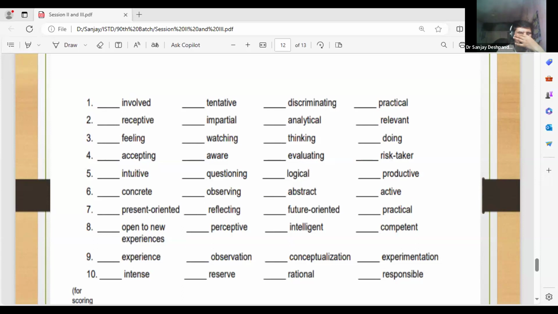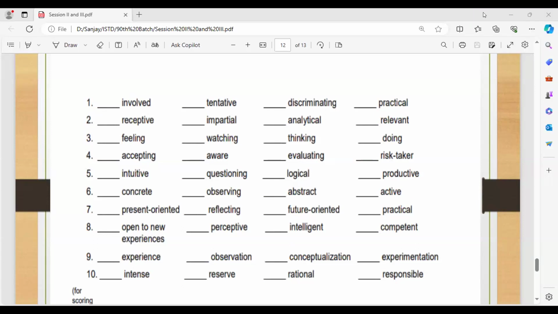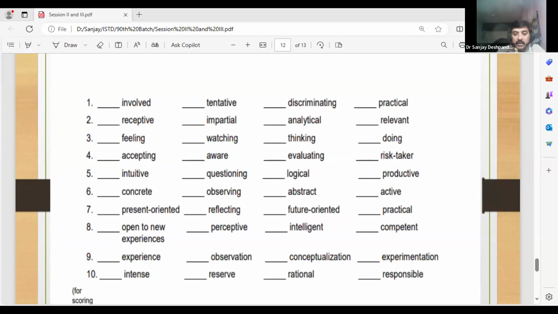Please proceed. Okay, sir. So that means if it is involved, tentative, discriminating, and practical, I rate it from 4, 3, 2, 1, right, sir? Like which resonates with me. Yes. What is appealing to you, which is connected to you, it should be your reflection. Okay, sir. Thank you. 4 is the highest marks. 1 is the least. So for each column, is it only 4 and 1, or is it 4, 3, 2, 1? No, please listen. It is very simple to understand. Don't overthink.